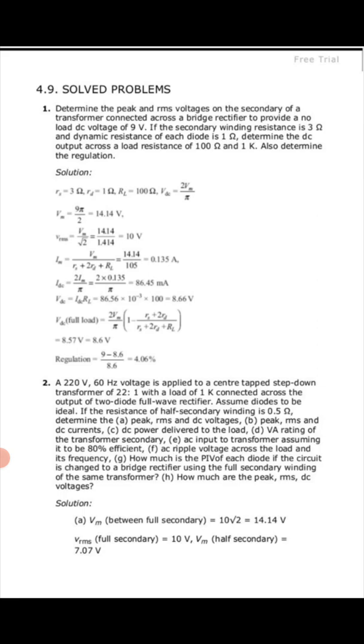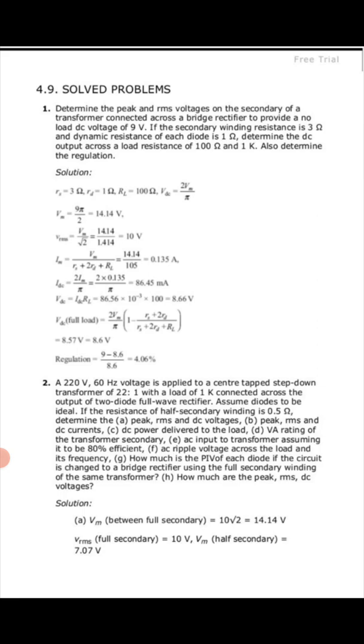In the last video lecture, we saw the half-wave rectifier problems. Now we see some other examples based on the rectifier. We see the first example.